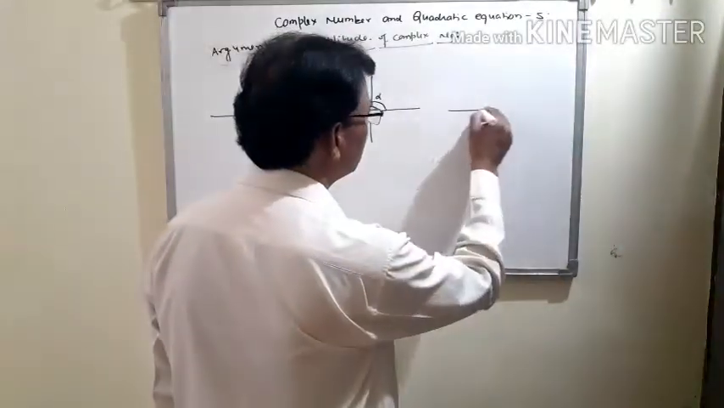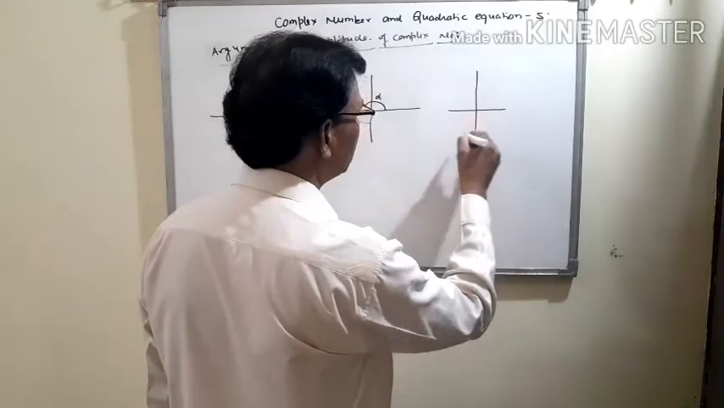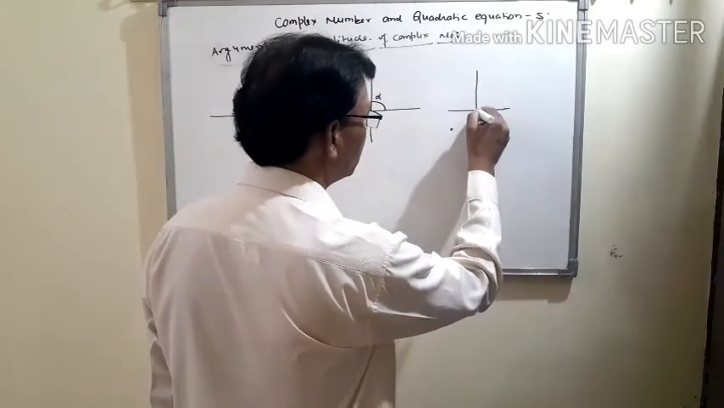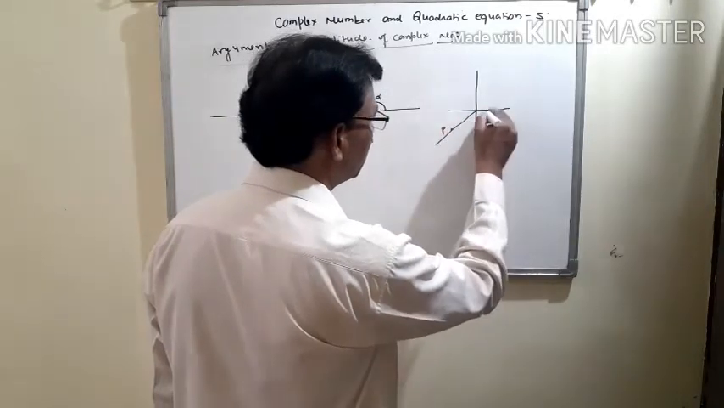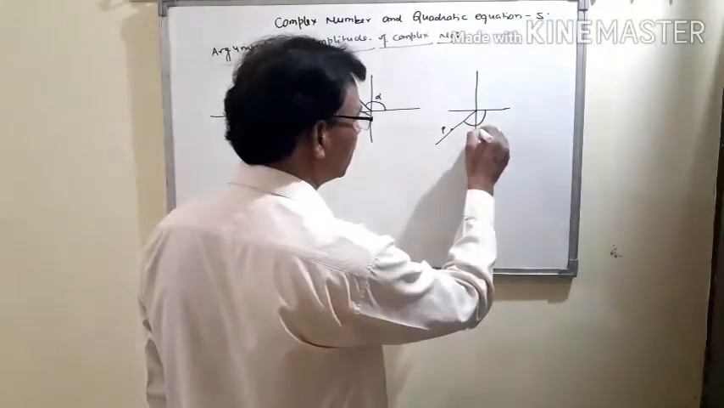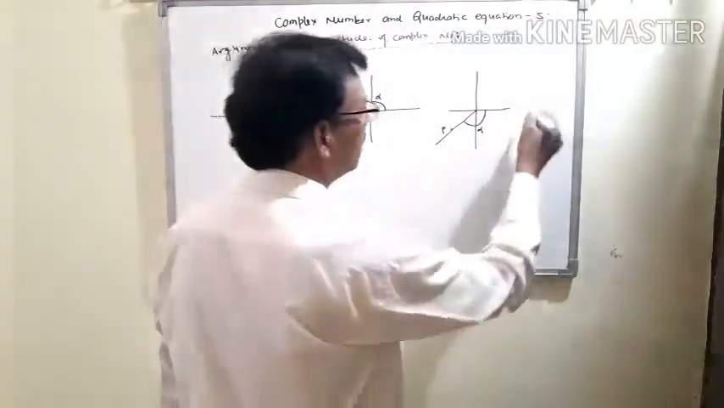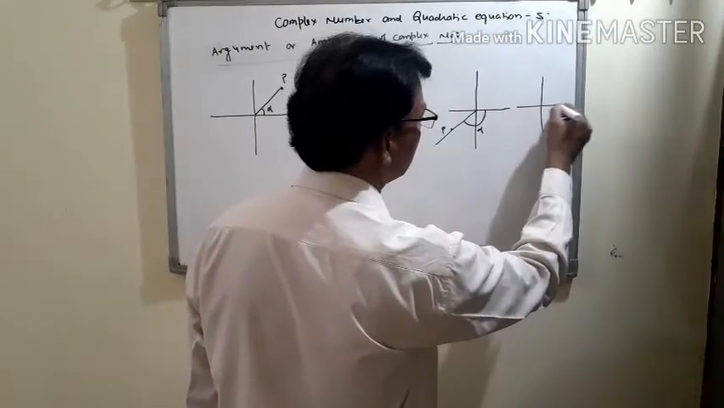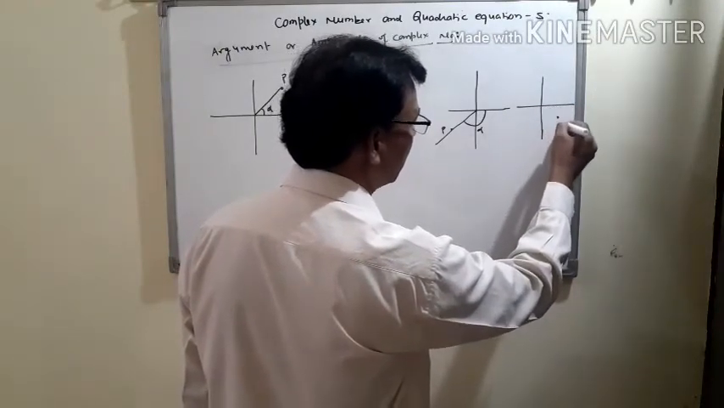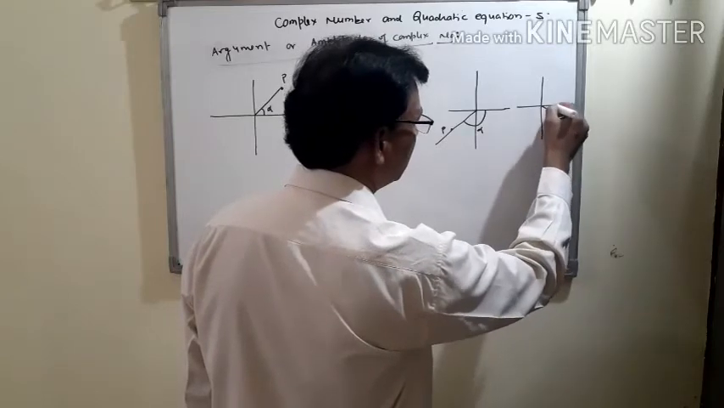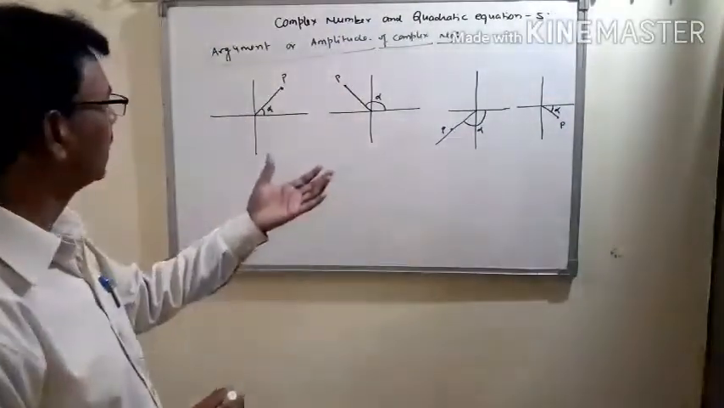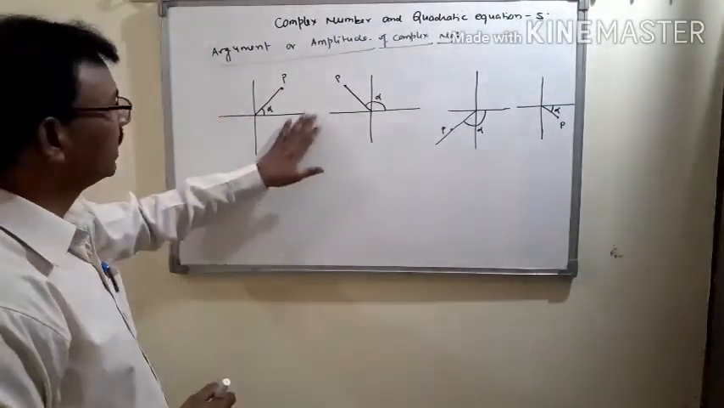If this point lies in the third quadrant, like here, the position of this point P will be like this, and this is the alpha. And in the last situation, if the point P lies in the fourth quadrant, then this will be alpha. In all four situations, how to find the amplitude?